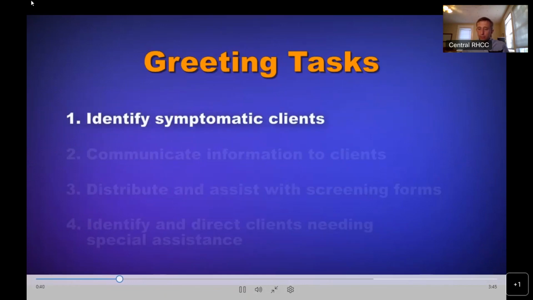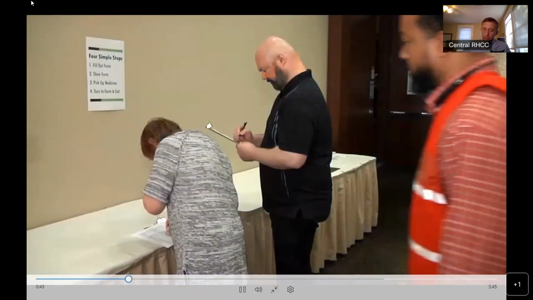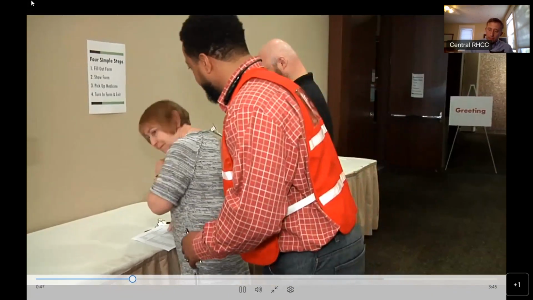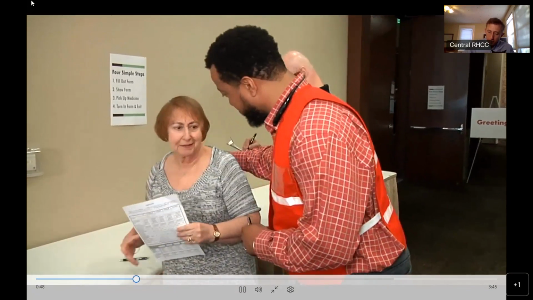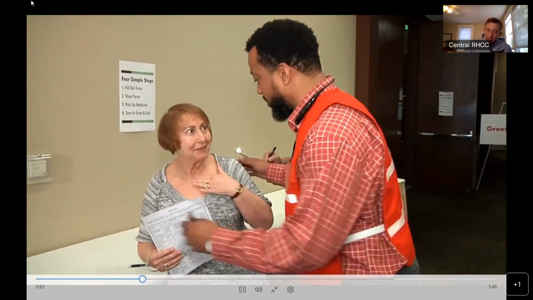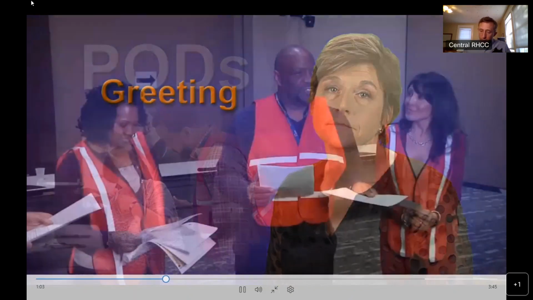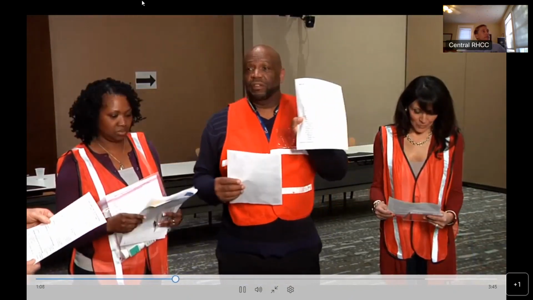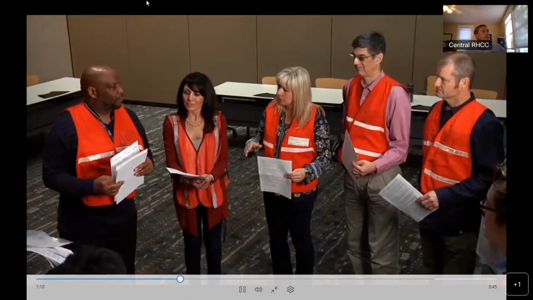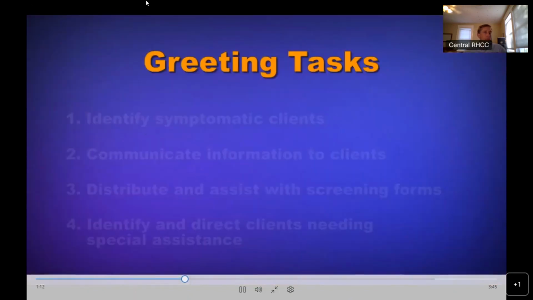Task 1, identify symptomatic clients as they come through the pod entrance. If a client shows any signs of illness, the greeter should direct that person to undergo additional medical evaluation at either the pod or a facility outside of the pod. Identifying symptomatic clients early in the process prevents people who may be infected from moving through the pod and interacting with those who are not ill. Before your first shift begins, you should receive a briefing on symptoms specific to the threat agent in order to identify clients who are possibly ill.